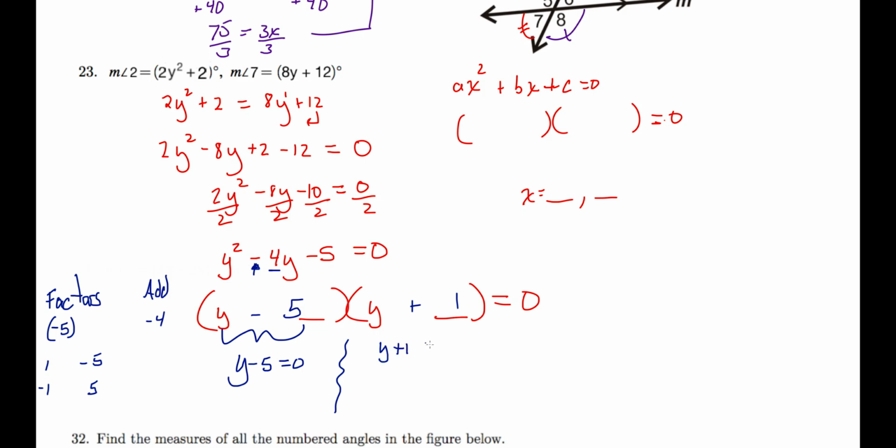And then solve. I want this to be 0 because 0 times anything is 0. This is the multiplicative property of 0. So it's just simply 5 and negative 1. Negative 1 in here will work. So there's two possible solutions that will work. So we're going to keep them both. And that's it.